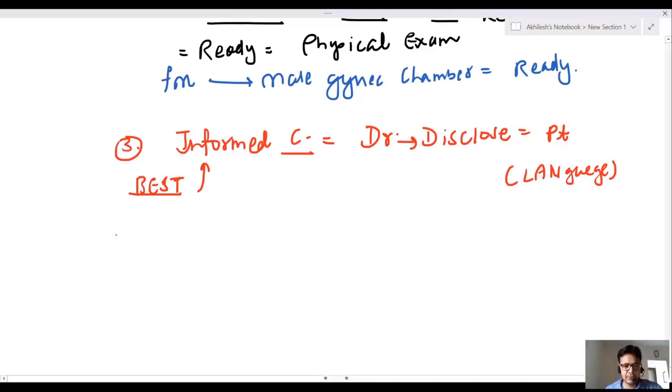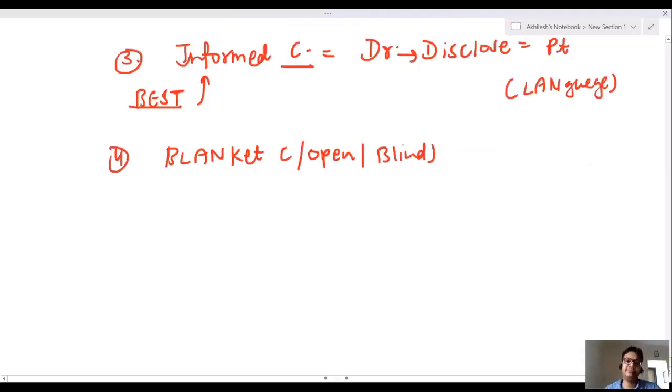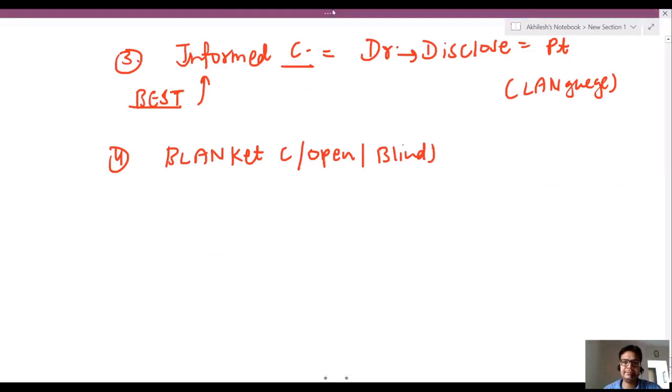Okay. Number four, blanket consent. Blanket consent is also known as open consent or blind consent. What is this? Sir, see.